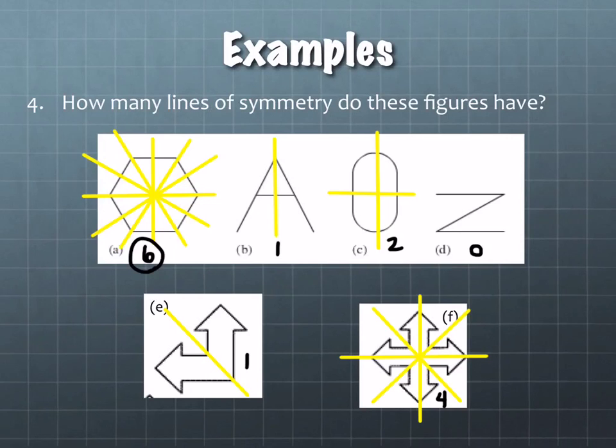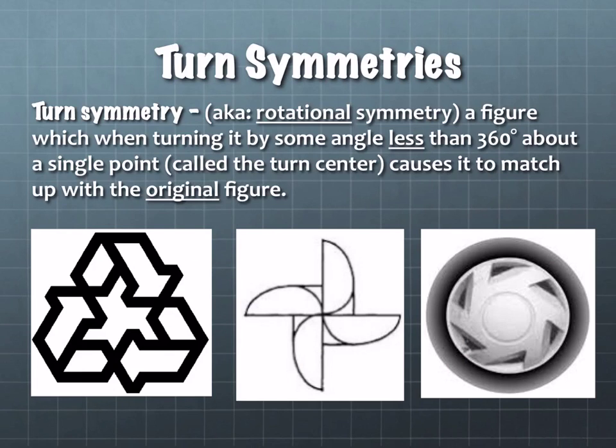So these are called lines of symmetry. That's not the only kind of symmetry that an object can have. An object could also have something called turn symmetry. That's what your book uses. Most of the books that I've seen will call it rotational symmetry. This is a figure which, when turned by some angle less than 360 about a single point, called the turn center, causes it to match up with the original figure. In other words, if you could pick it up and spin it something less than all the way around, and it lands right back down on top of itself, then that's considered turn symmetry or rotational symmetry.